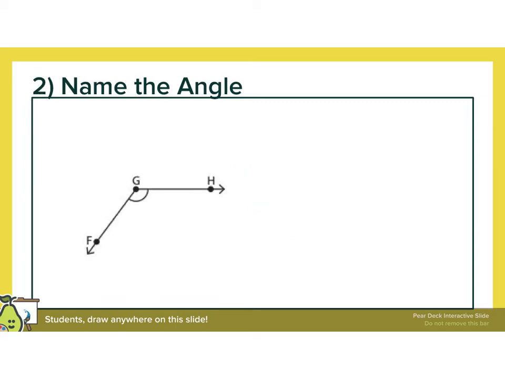For this one, this is the vertex, so that's in the middle. Angle FGH, or angle HGF, using all 3 points.